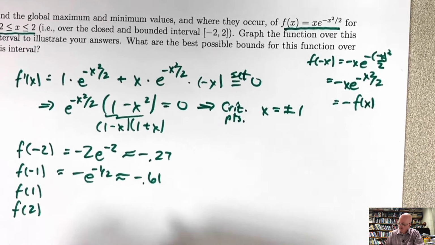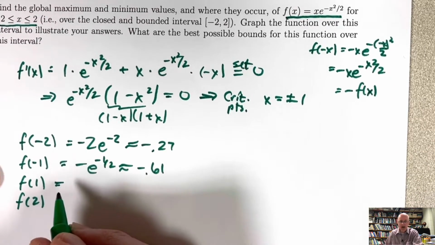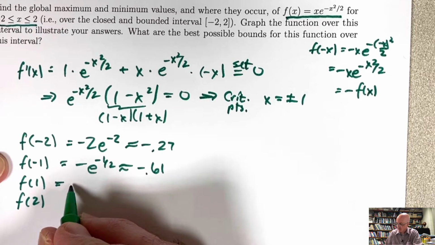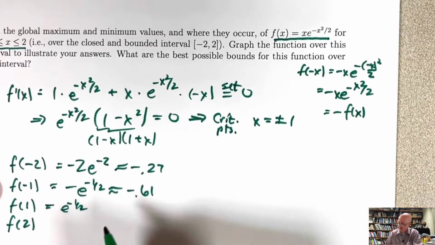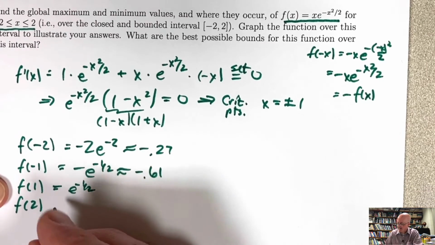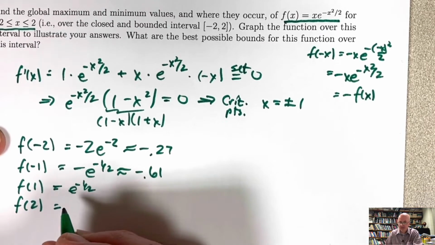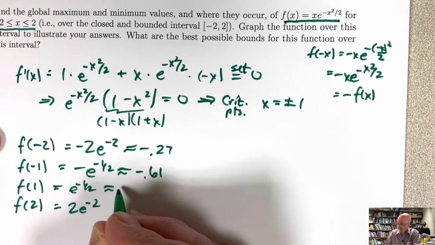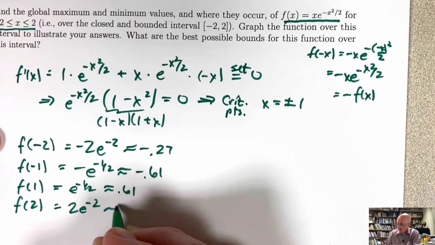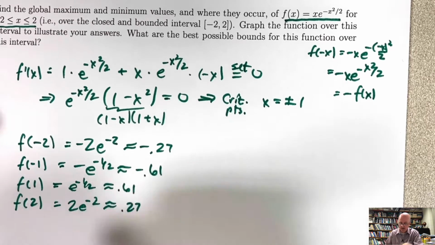That means the value of f of 1 is going to be the opposite of the value of f of negative 1, which we could also easily find out just by plugging the numbers in, of course, but I wanted to emphasize that that is helpful sometimes. And f of 2 will be the opposite of f of negative 2. So this one's about positive 0.61, and this one's about positive 0.27.